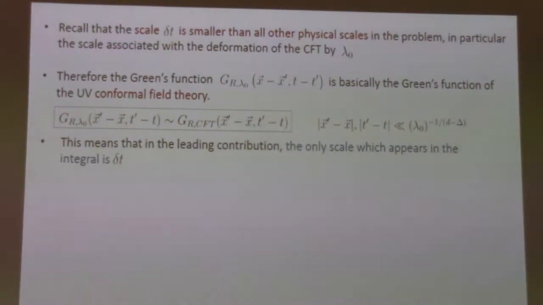That means that in that expression, there are only two scales which appear in the problem. The first scale is, of course, lambda naught, which was there in the perturbation of the relevant operator. The second scale is delta t.